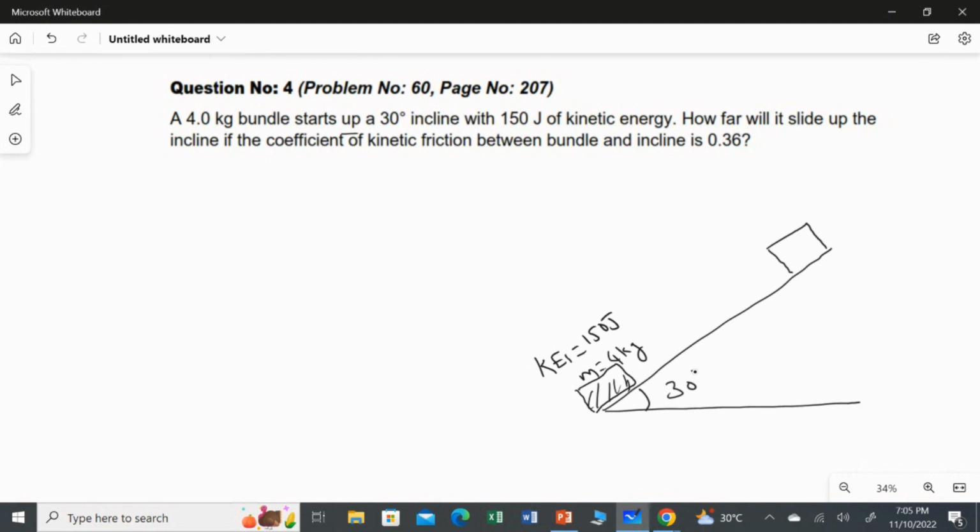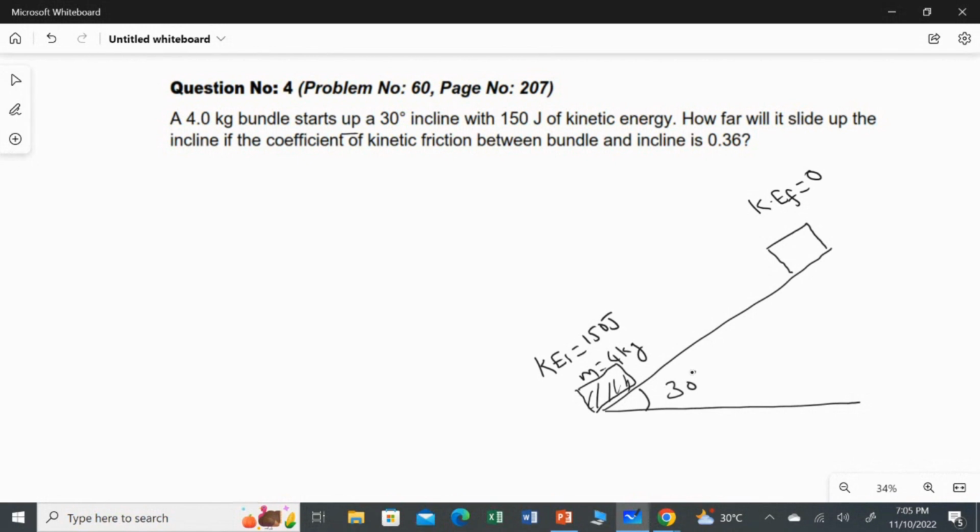And when the block reaches the maximum point, that means this is the final position. Am I right? So what is the kinetic energy final at this point? Because the speed will be stopped, your final kinetic energy will be 0, right?